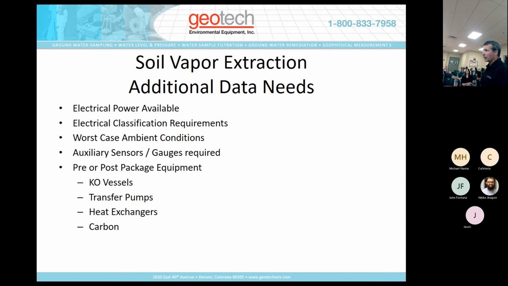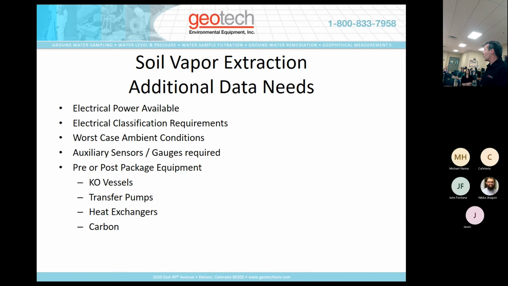Are you at a gas station? Are you remediating gasoline vapors, or are you at a dry cleaner? Gasoline requires explosion proof. Dry cleaner is basically chlorinated solvents that you can get by with a less expensive non-XP blower.